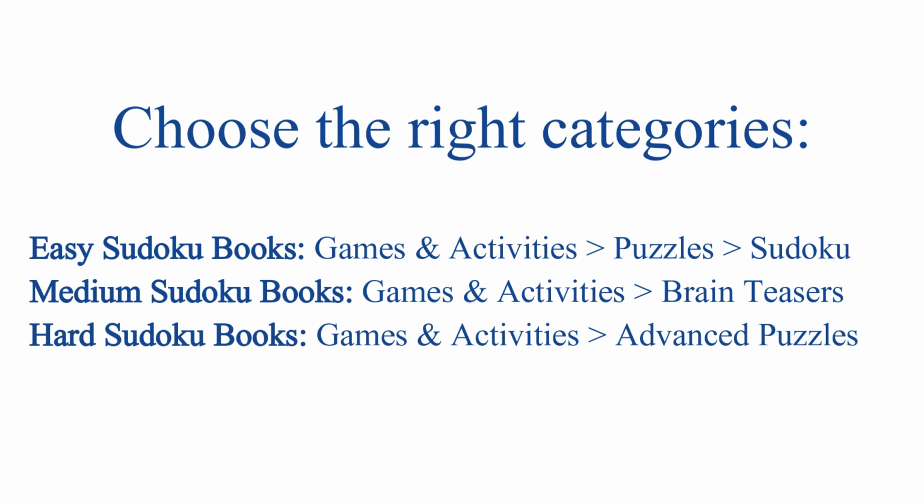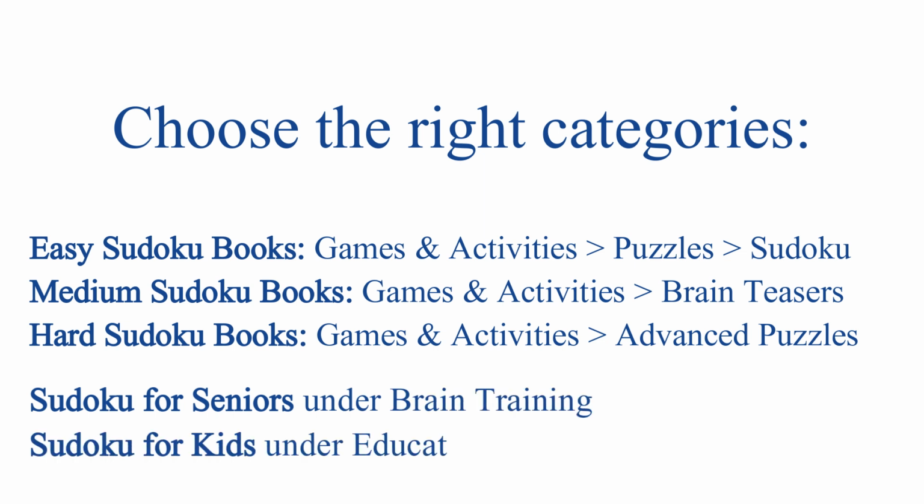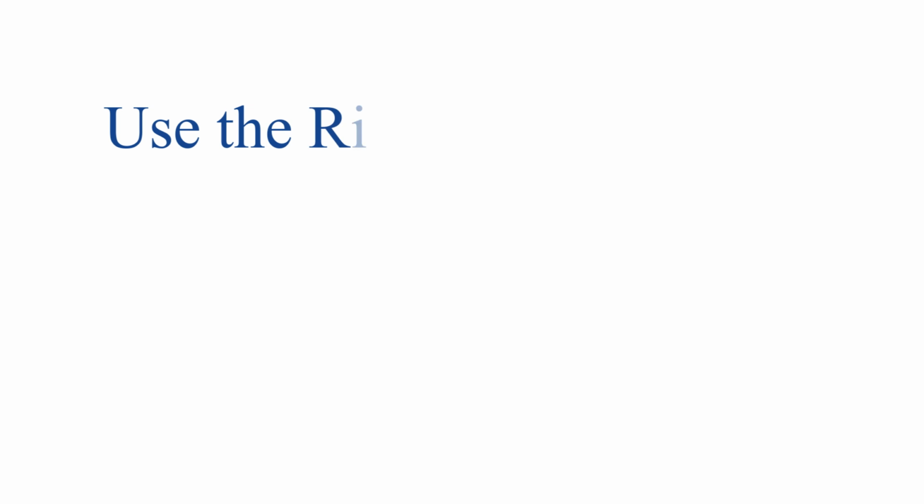Also, I have to say that this can vary from Amazon marketplace to marketplace. So it may not be exactly the same on Amazon US as on Amazon UK, but you get the idea. So just adjust it as much as you can if it's not exactly the same as in this video. You can also target niche categories like Sudoku for seniors under brain training or Sudoku for kids under educational games.